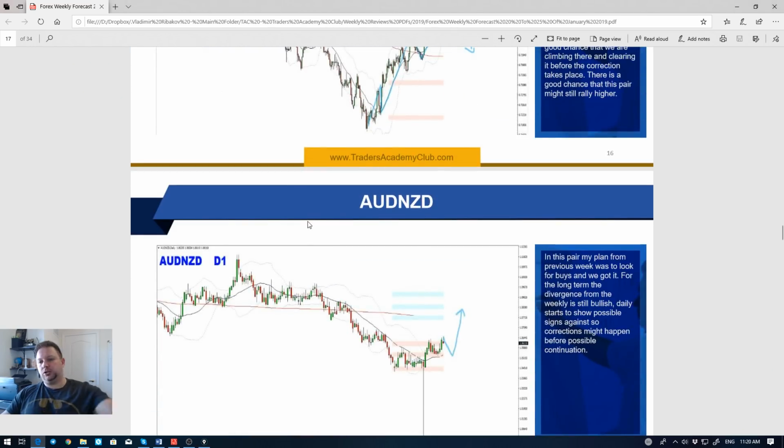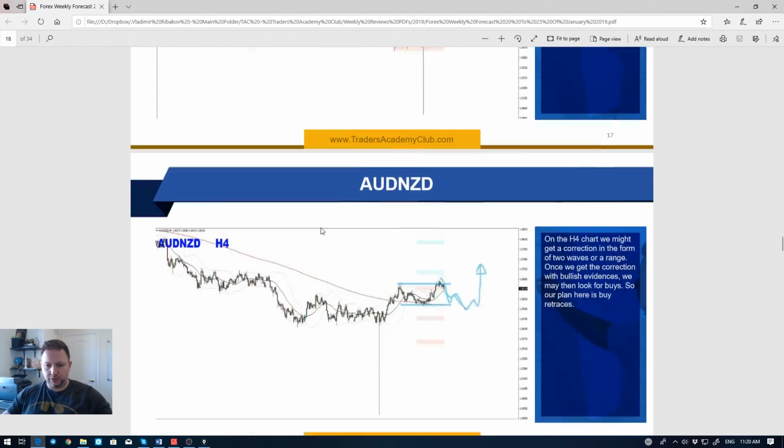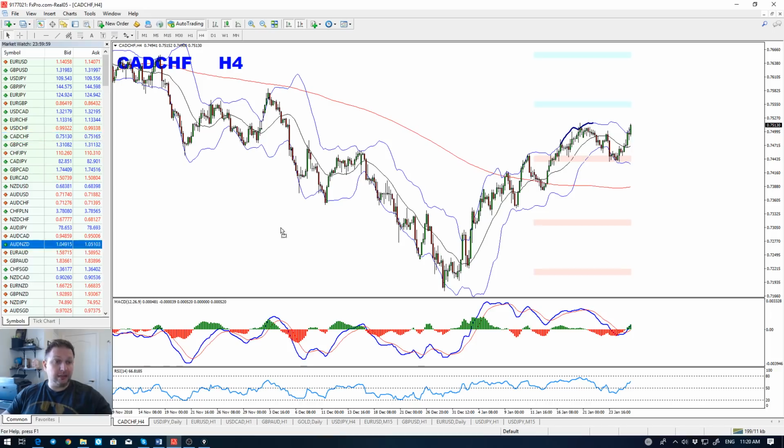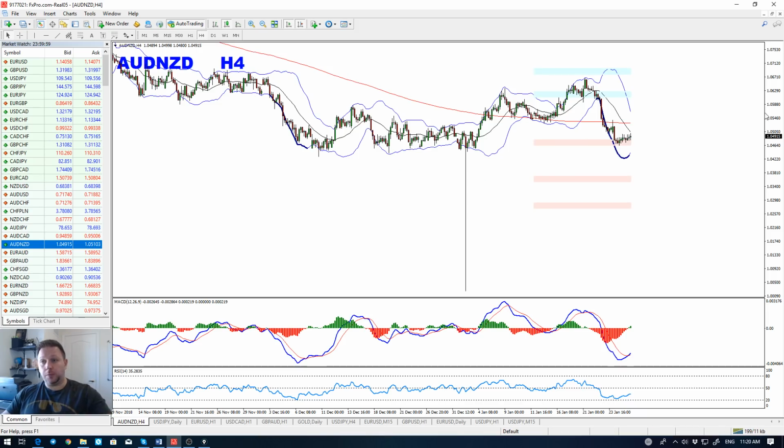AUD Kiwi, we wanted to see the drop down and start looking for the buy opportunities, right? This is the plan we wanted to see. So we got a drop, but this drop happened a bit deeper than we wanted, right? So we wanted to see the slowdown here, and currently it doesn't happen. We have a straight move, breaking through this level, not providing two waves yet, making it very, very suspicious.